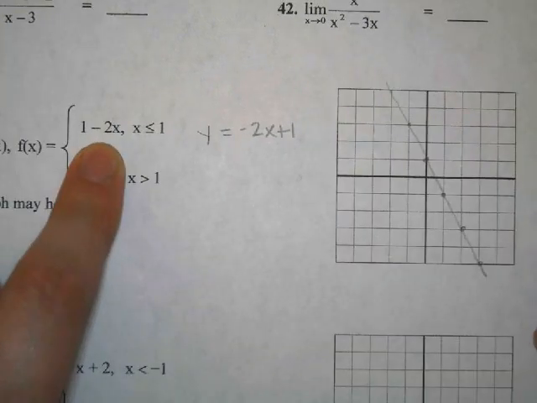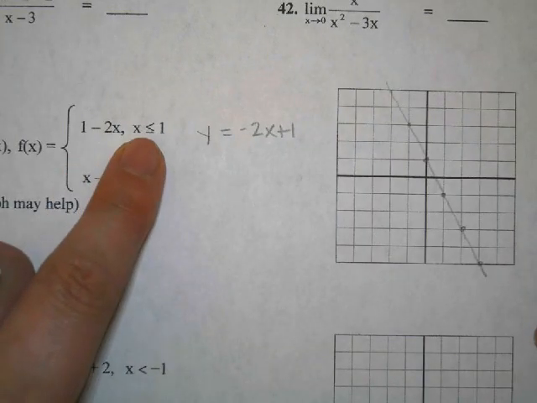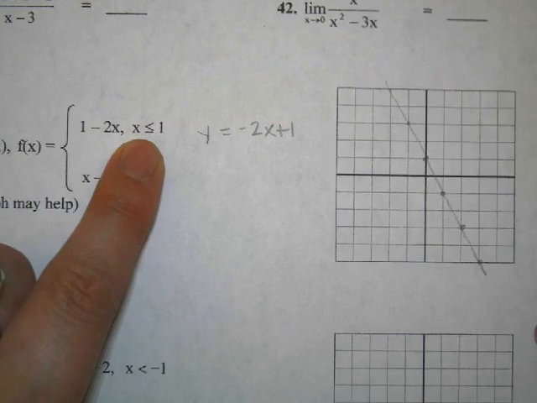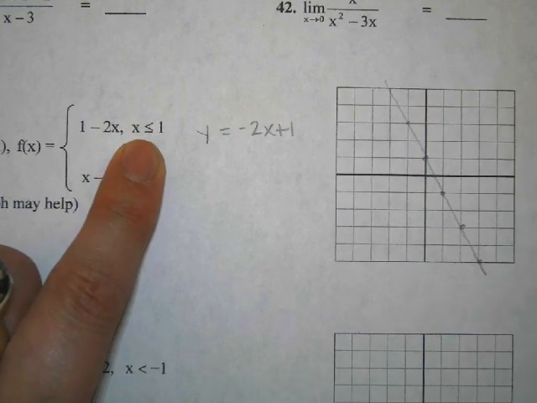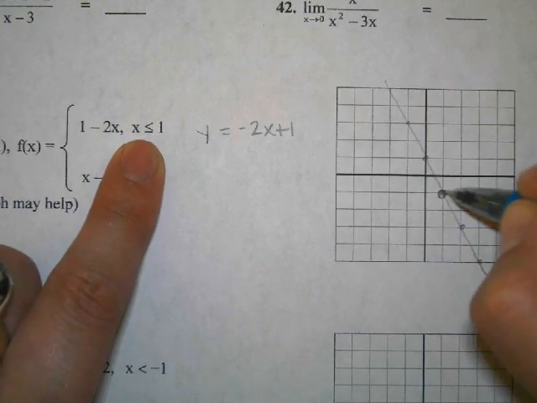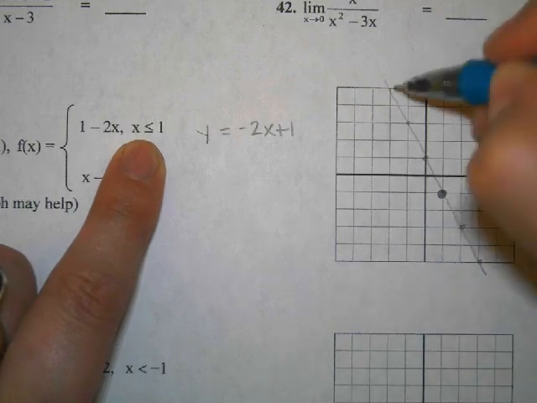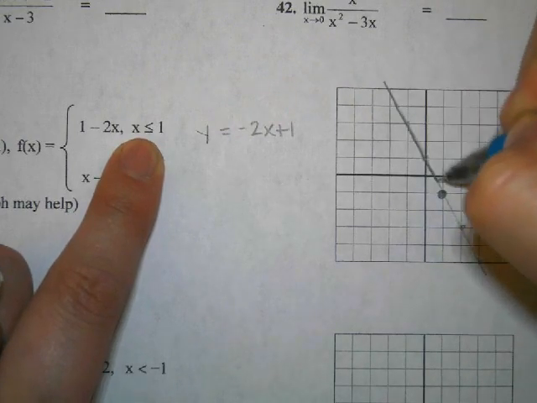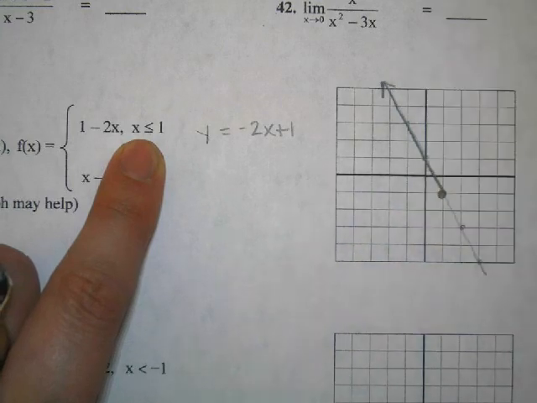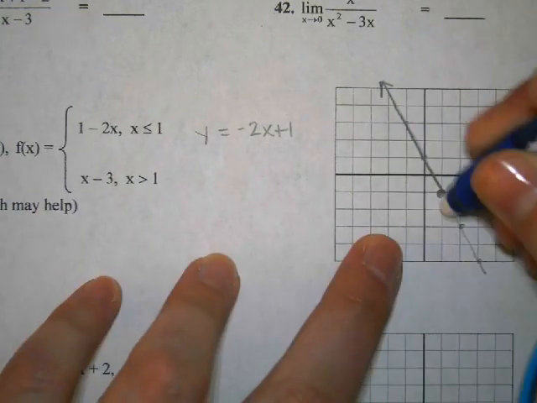It says to only use this line if the x value is less than or equal to 1. So the x value equals 1 right here. And then it is less than 1 for this part right here. And then we're going to go ahead and erase the rest of it.